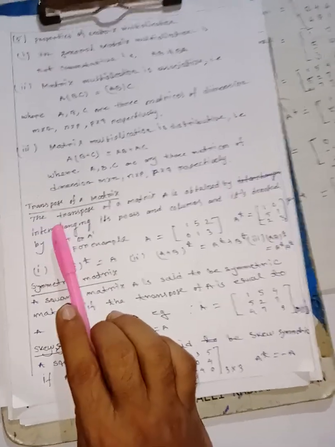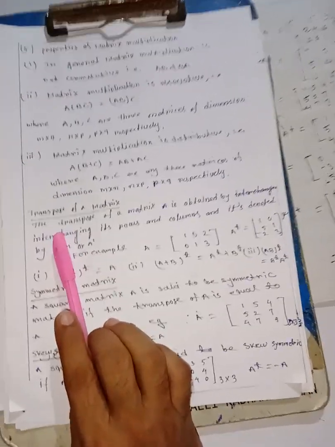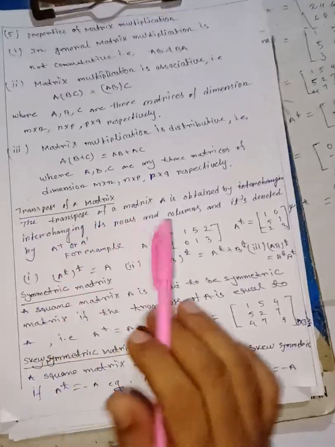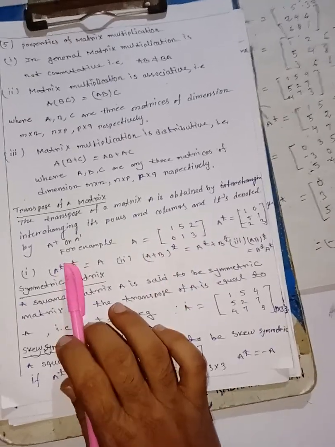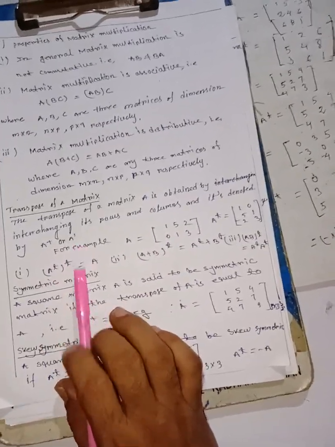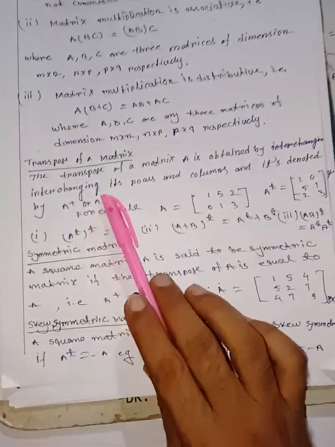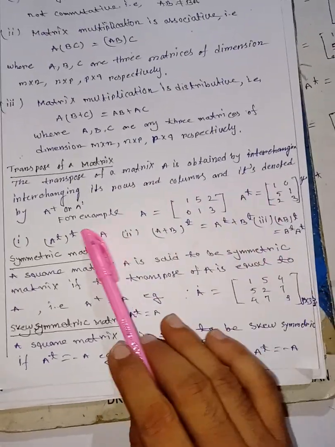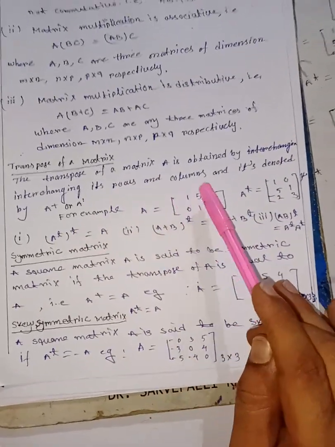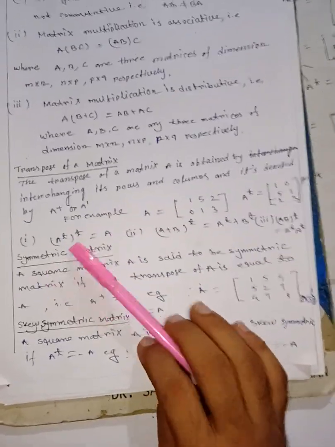Transpose of a matrix. The transpose of a matrix A is obtained by interchanging its rows and columns, and it is denoted by A^T or A dash.